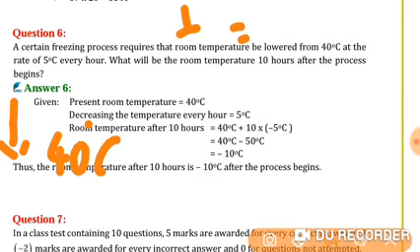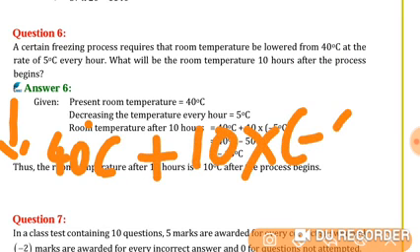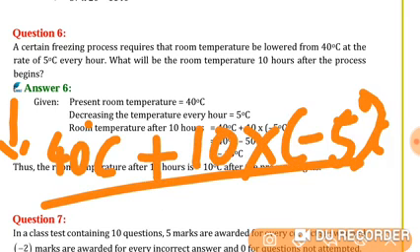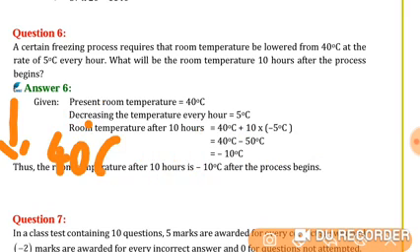Then what will be the room temperature 10 hours after? So that's how it begins. Addition of 10 times, but it is decreasing, which means minus, subtraction, isn't it? So this is how you solve the question. 40 degrees is the present room temperature, decreasing by how much? 10 times minus 5. If you add you'll get a number, but by this you can understand how we can write this with the explanation.